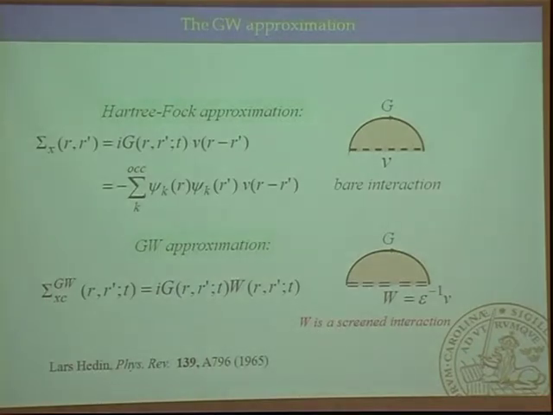So basically, what we do in the Green's function language is that we write the exchange as a product of the Green's function and the bare interaction. And if we use a non-interacting Green's function, then we will find this well-known expression. It's the exchange potential. It's non-local. So in GW, basically what we do is just replace this V with a screened interaction. So we have the same diagram, except that the interaction is now screened.